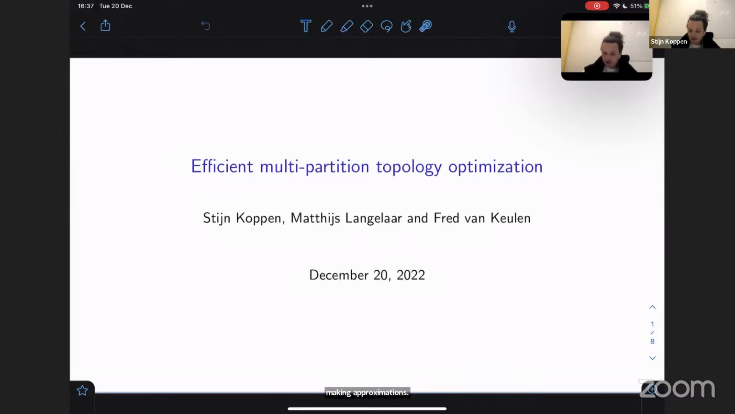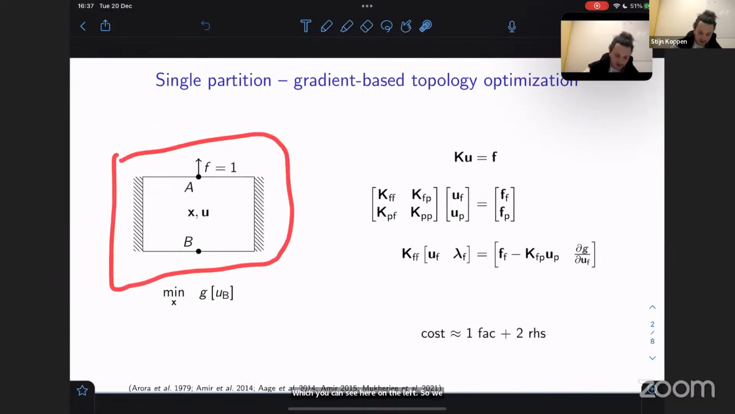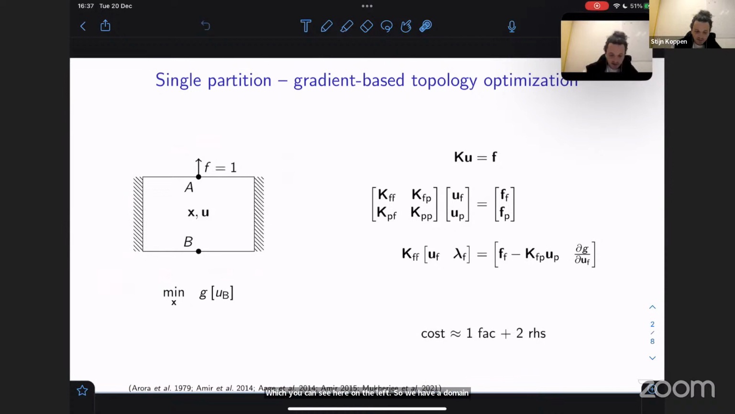And to explain this, I will introduce a minimum working example, which you can see here on the left. So we have a domain that is fixed on two sides, and we have a design that is represented by the array of design variables X and a state U. And we have two points of interest, point A and B. And at point A, there's a force, which in this case is applied with value 1.